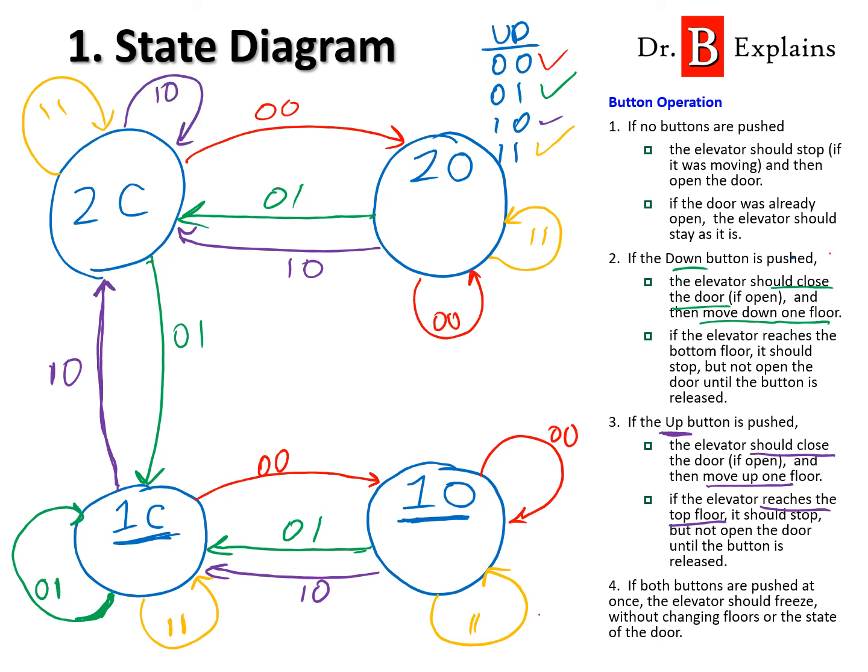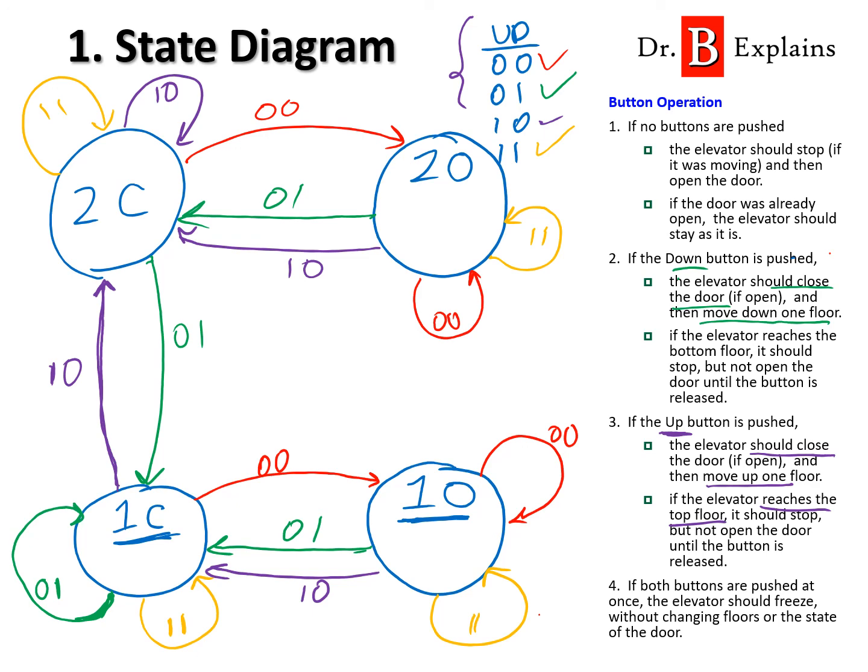Okay, so you can go in two ways. You can go by state, or you can go by input combination, drawing your input combination in all of the diagrams, in all of the states. Okay, so now we have that one.